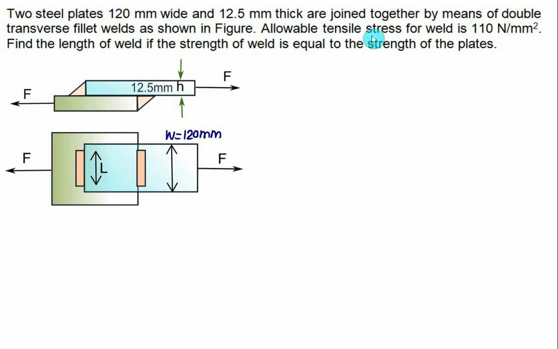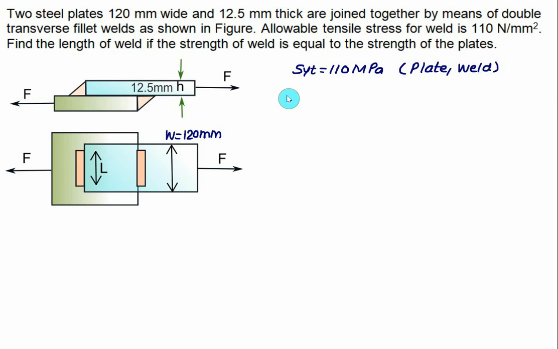The allowable tensile stress for the weld is 110. That value is the same as the strength of the plate. This time the plate will fail by tensile stress. So we have been given the value of SYT equal to 110 Newton per mm square, which is the same as megapascal. This value you have to use for the plate.